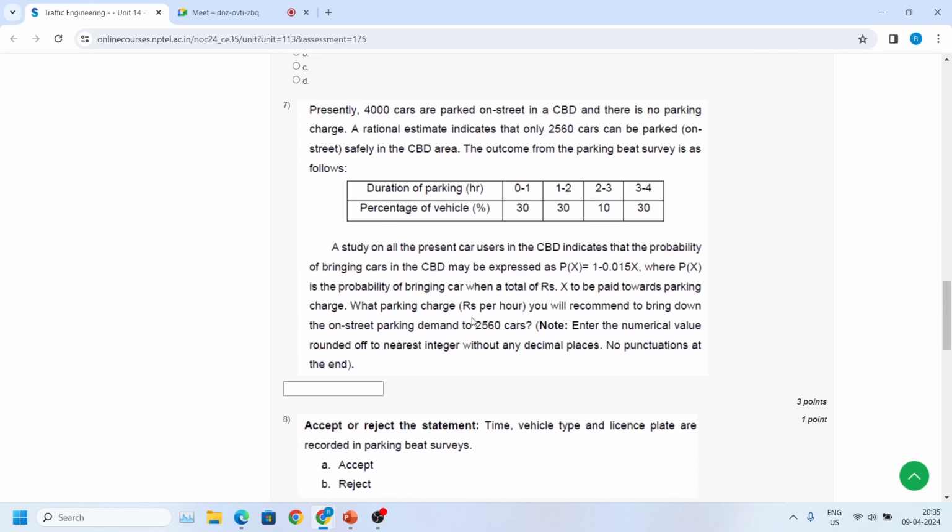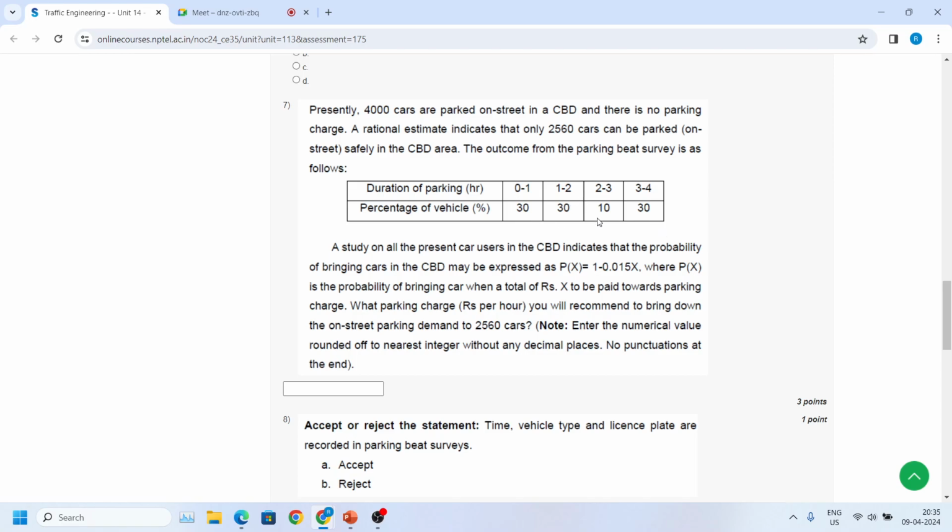The 7th one is again similar to what I solved today in the class, but here it's the final expected parking demand. We found that out, that is given here, which is 2560. And in the earlier problem that I solved, this value of x was given as 10, but here it is an unknown. So here it's x. So you have to keep this as x, and in some other places it will be 2x, 3x, and 4x.